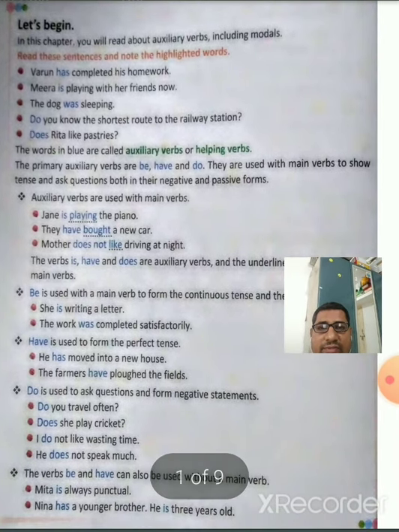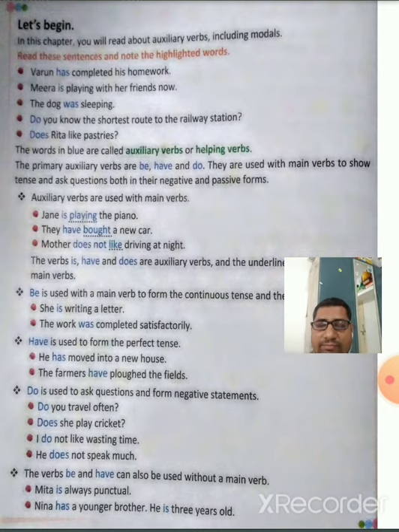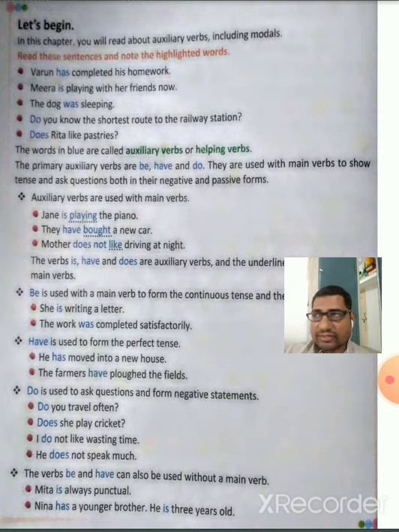Third one, have is used to form the perfect tense. Perfect tenses you might have learned: present perfect, past perfect, and future perfect tenses. He has moved into her house. The farmers have plowed the fields. So have and has both are helping verbs, auxiliary verbs, and they are used with the main verbs moved and plowed. They are obviously verb 3. They are also known as past participles. So they are helping the main verb.